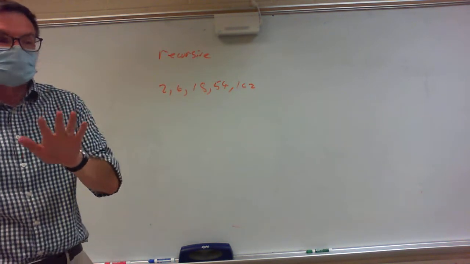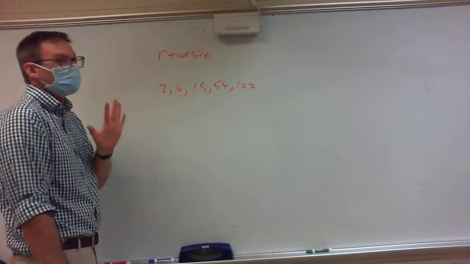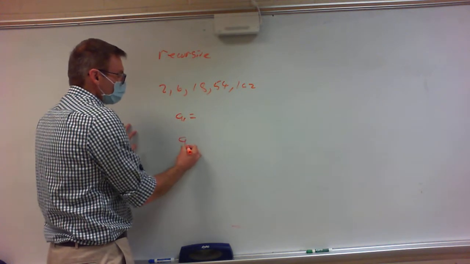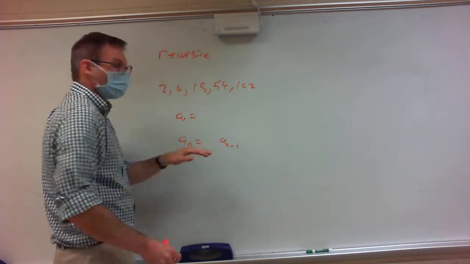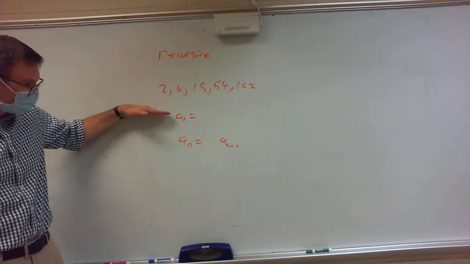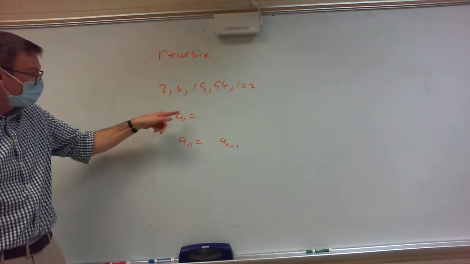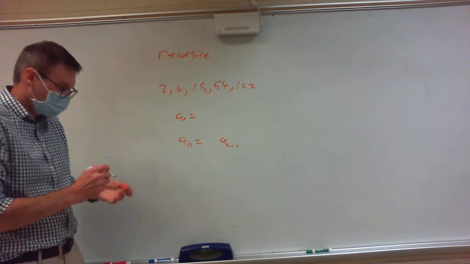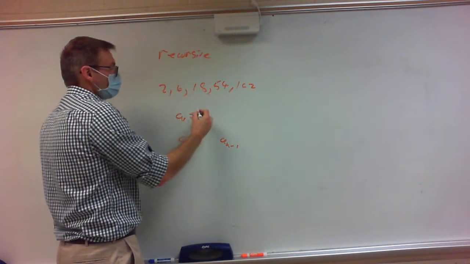Now, here's how recursive formulas work. You have to tell me what the first term is, and then you have to give me this little formula where it's a sub n equals something with an a sub n minus 1. Every recursive formula starts off like you have to tell me this and you have to tell me this. So let's fill in what we know. Do we know what the first term is? We got to have a starting point. So my starting point, a sub 1, is 2, right?